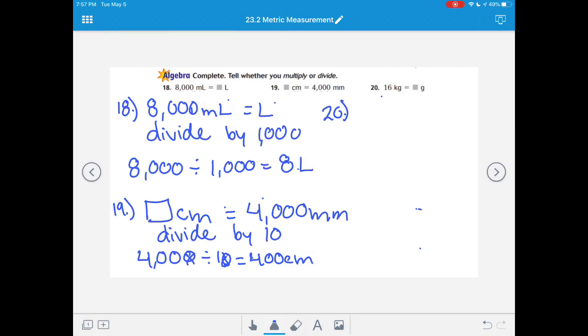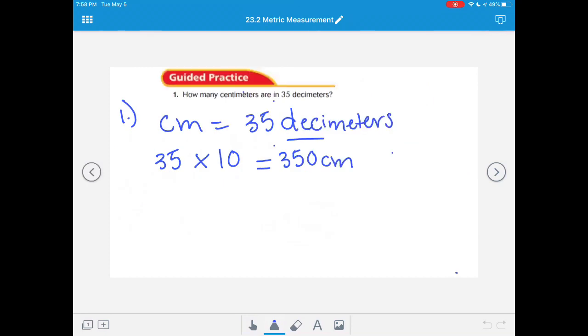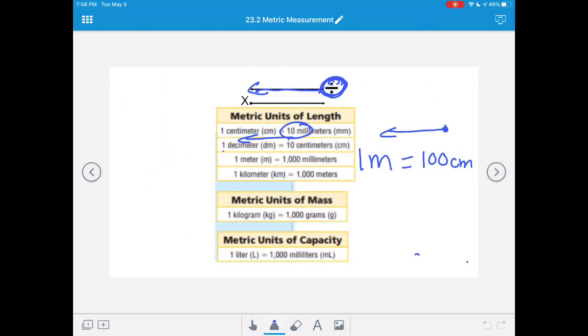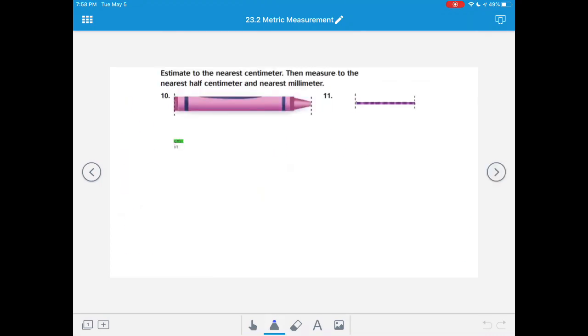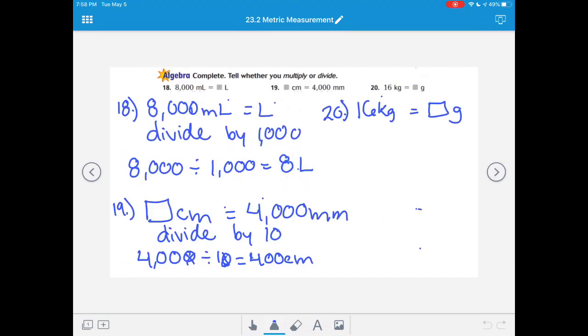And last one I'll model for you today, number 20, going from 16 kilograms to however many grams. I know that kilo is larger, so I'm going from a larger unit to a smaller unit. So whenever I go from larger to smaller, I'm going to be multiplying, but let me show you that on the chart. So I'm going from kilograms to grams. Whenever I'm going from larger to smaller, I need to multiply, and I'm going to multiply by 1,000. This will be a lot of grams.